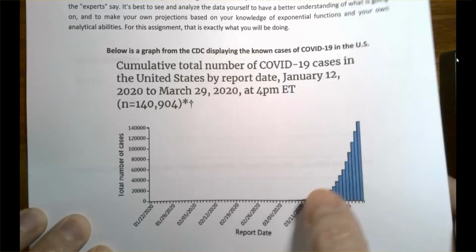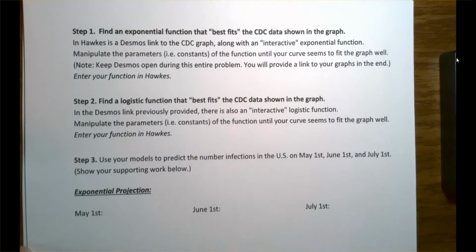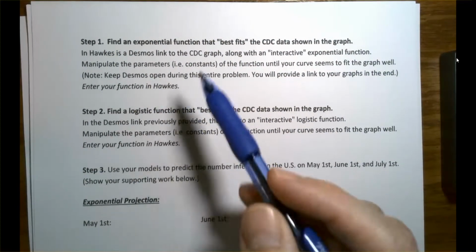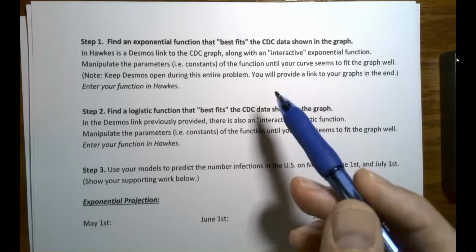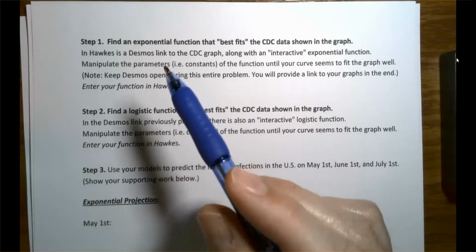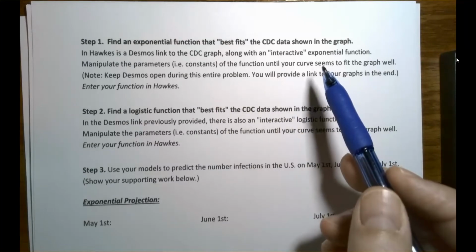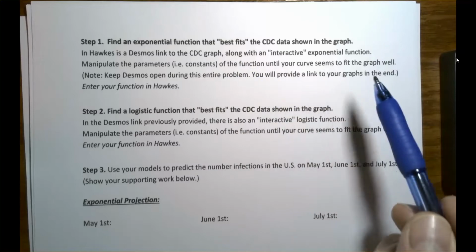Well, what you're going to do in this activity is open your web test in Hawks. It goes right along with these sheets. You'll print these pages that I'm going through right here, and then also open the web test that goes along with it. The first step is to find an exponential function that best fits the CDC data shown in the graph on that previous page. In Hawks, there's a Desmos link to the CDC graph along with an interactive exponential function. You are to manipulate the parameters of this function until your curve seems to fit the graph well.